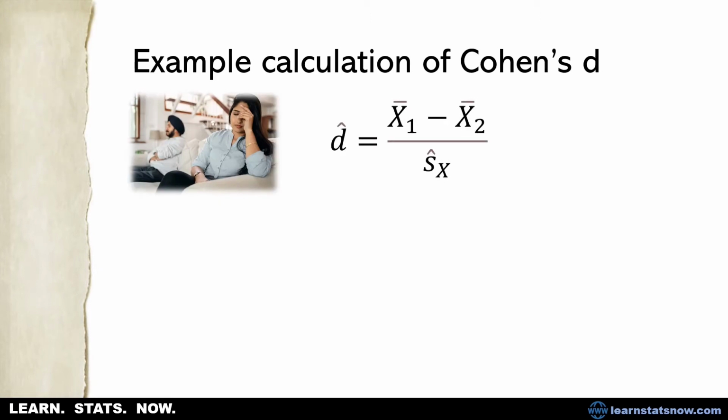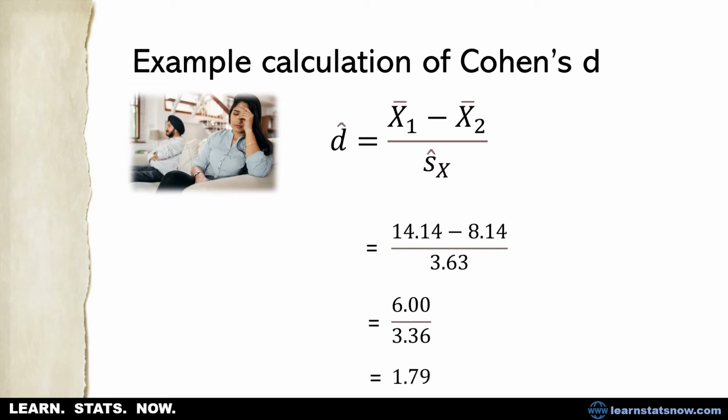So here's our formula again. We just plug in our means in the numerator, so 14.14 minus 8.14, and then we have 3.36 in the denominator. Again, this is the estimated pooled standard deviation in the population, because we combined the variance estimates to get this, and then took the square root. And then 6 divided by 3.36 is going to yield a value of 1.79.